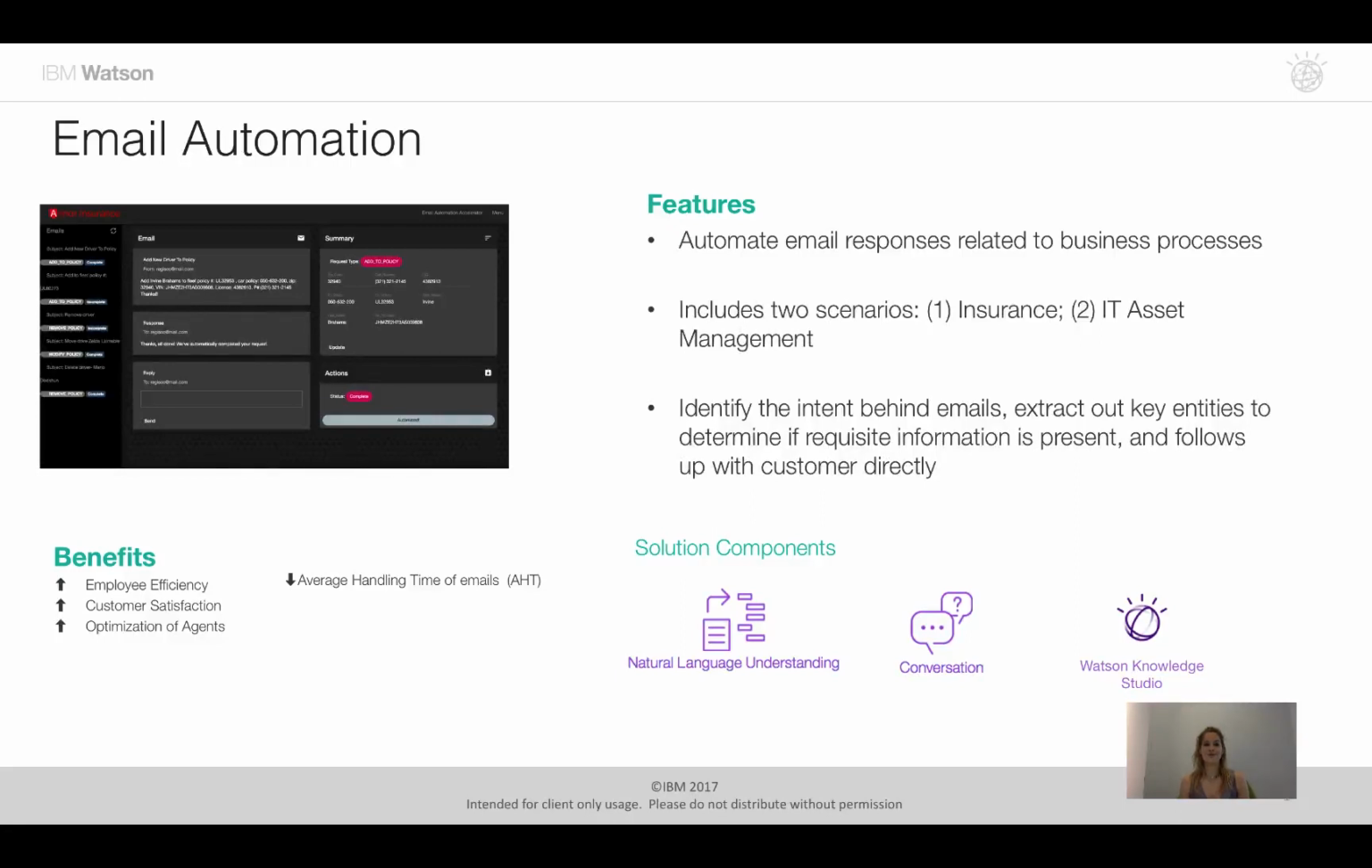And we showed how Watson, through conversation, is able to identify the intent behind these emails, and then using Watson Knowledge Studio through NLU is able to extract out the key entities from that email, determine if enough information is there to generate the automatic reply and execute that business process, and where information is not there, users either have the option to provide that information or Watson generates a response that indicates information is missing and sends the follow-up to that customer. So this really helps with the average handling time for emails and also helps with employee productivity. With this automation, employees are able to allocate their time more effectively.